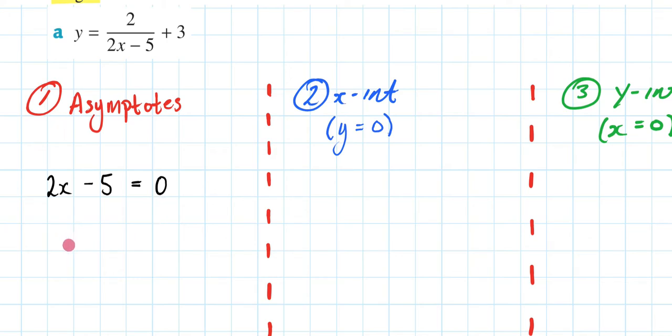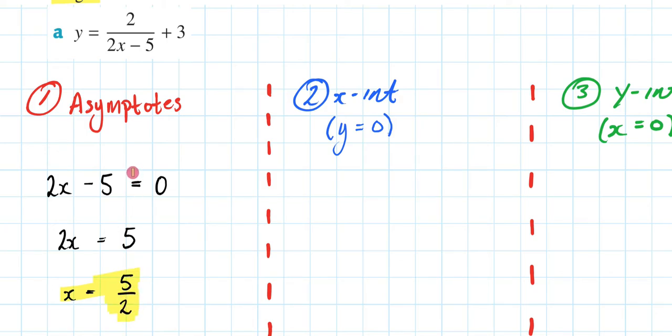So now if I was to do some rearranging, I'll add 5 to both sides, and now I'm going to divide both sides by 2. It's going to be 5 over 2. So this means when I put 5 over 2 into my x spot, it's going to mean that 0 is going to be my denominator. So 2 times 5 over 2 is going to be 5, and 5 minus 5 is 0. So we know that x equals 5 over 2 is going to be my first asymptote. It will be a vertical asymptote. So let me highlight that.